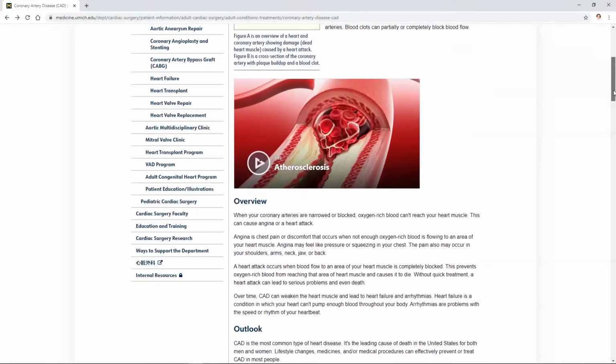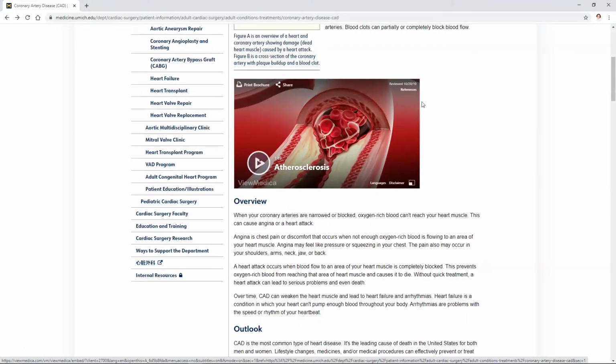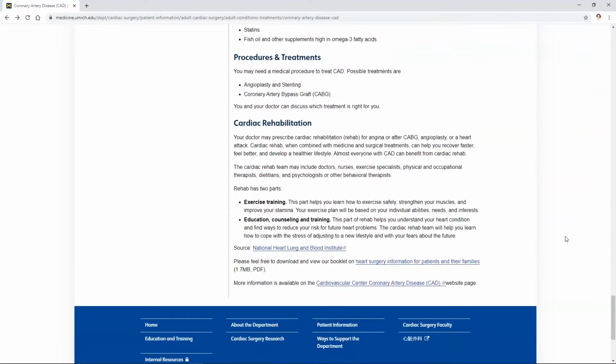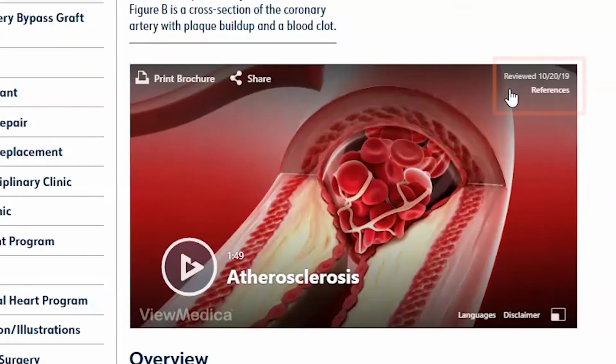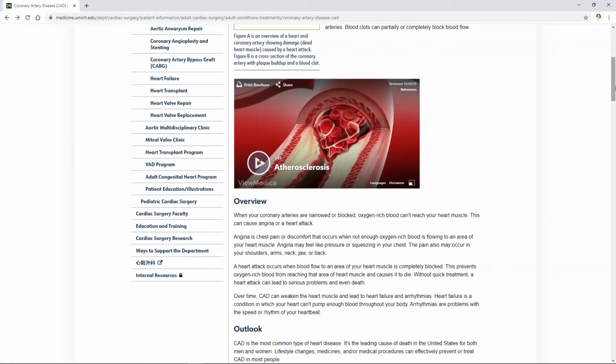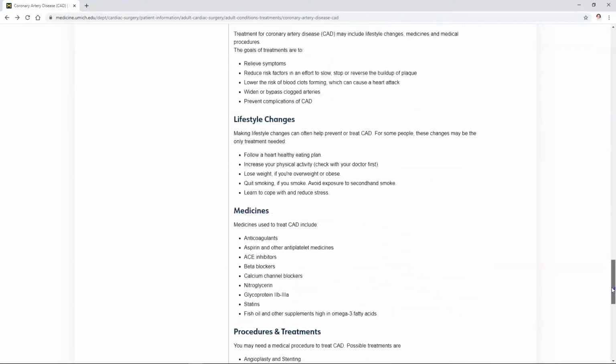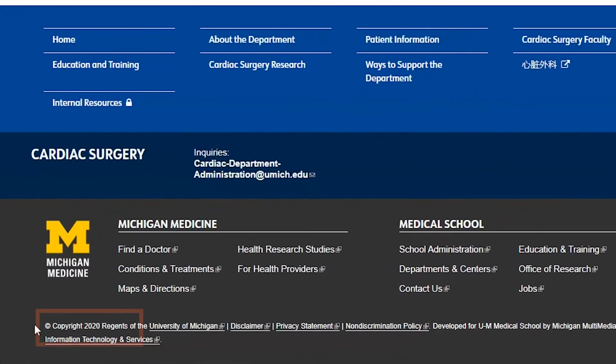On the Michigan Medicine page, after checking at the top and bottom, we can't find any information on when this page was last updated. The embedded video gives a reviewed date of 20th of October 2019, but that only applies to the video, not the rest of the page. And while the footer has a copyright date of 2020, that date is for the entire Michigan Medicine website, not the information on this particular page. So we can't tell how current this page is.